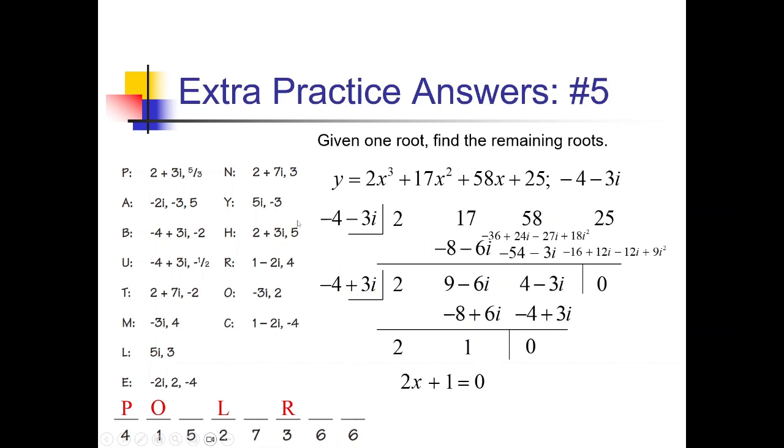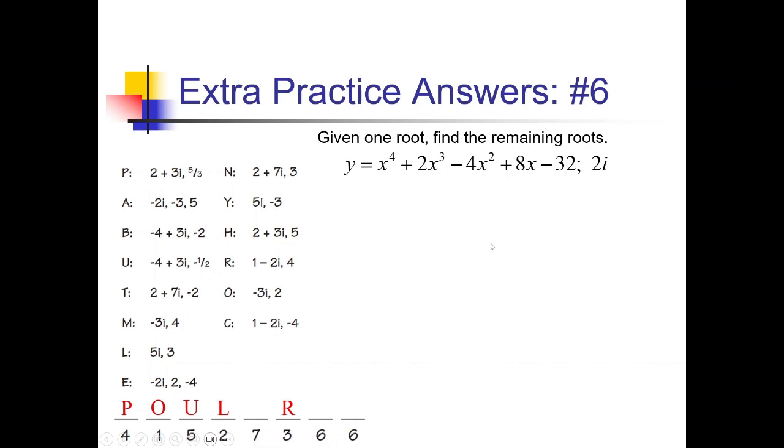So my answers, we have negative 4 plus or minus 3i, and if I subtract 1 and divide by 2, we have a negative 1/2 as my third answer. So I'm looking for negative 4 plus 3i and negative 1/2 for the answers. I see that right here with u, so that's going to be spot 5 for u.